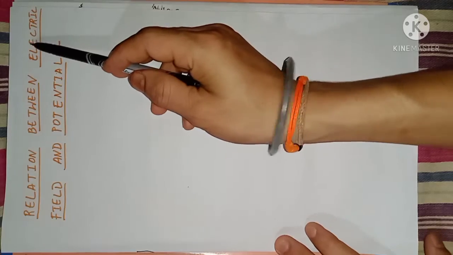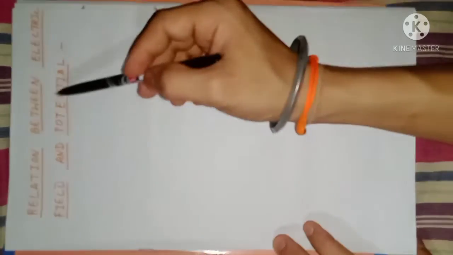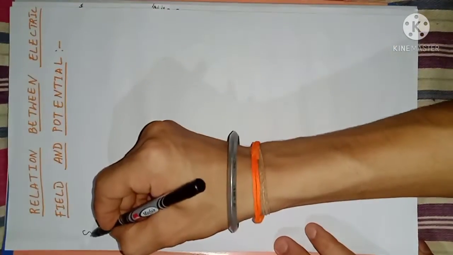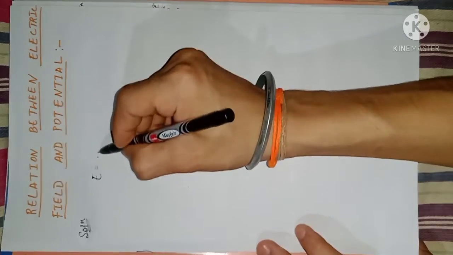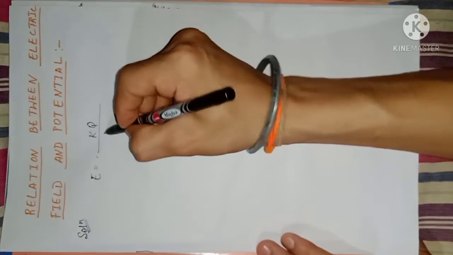So let us derive the relation between electric field and potential. Since we know the expression of electric field and potential, isn't it?